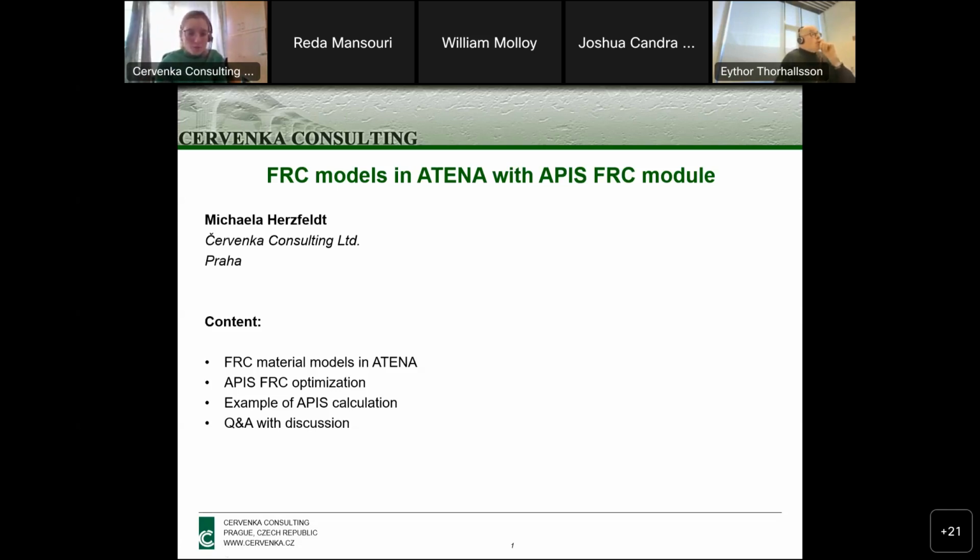I will just briefly go through the contents. I will first introduce the material models for fiber reinforced concrete that we have in ATENA. Then I will introduce you to our optimization module, APIS FRC. I also will execute calculations, so you will see what the interface of the module looks like and how to navigate it. And at the end, we have time for some questions.